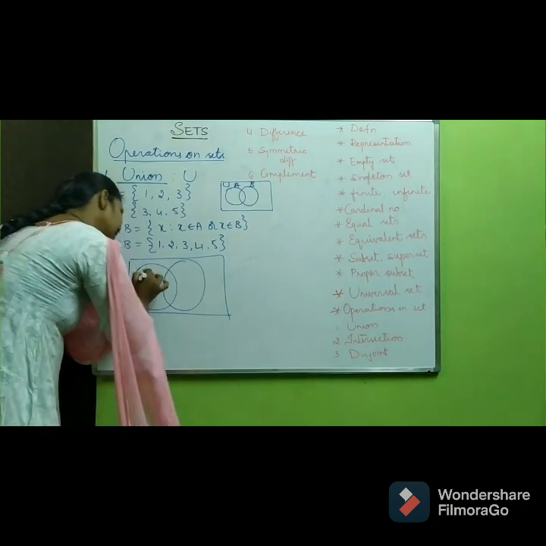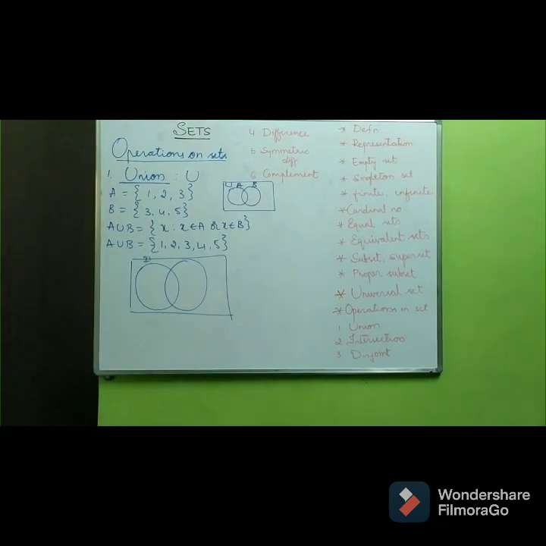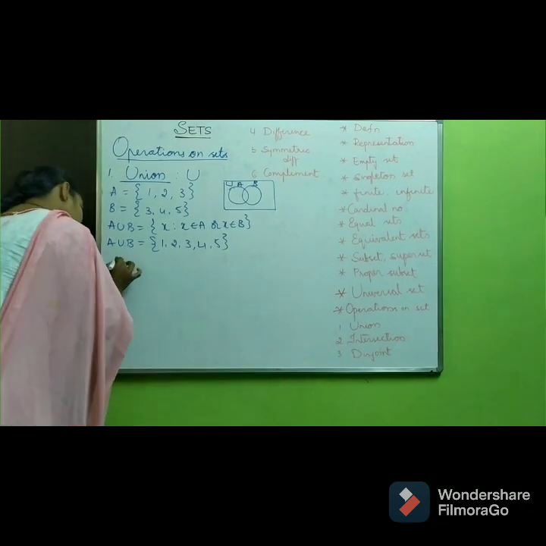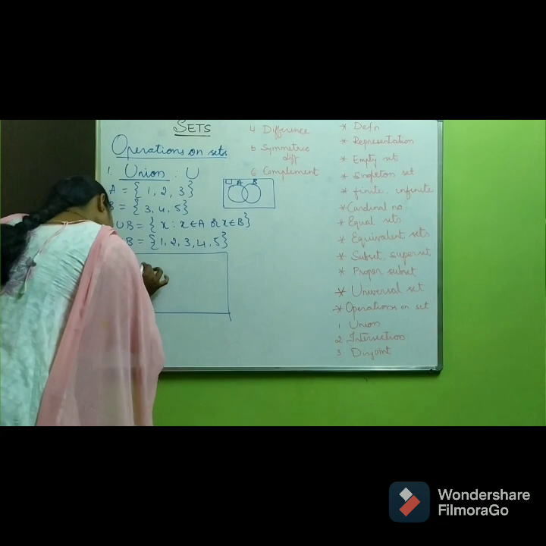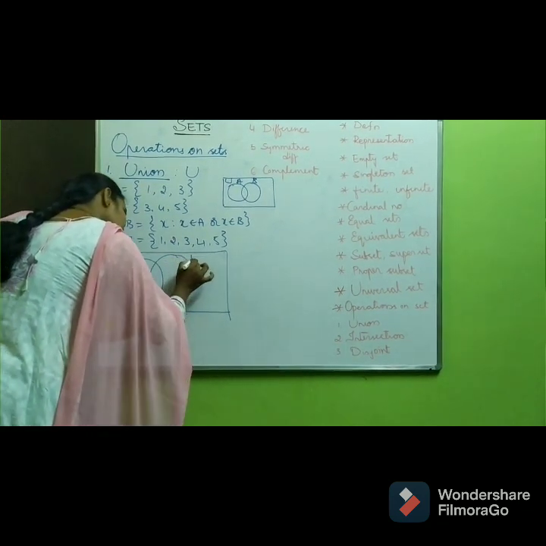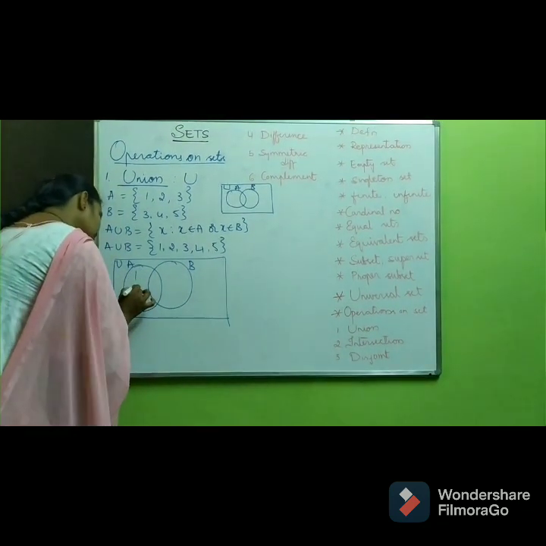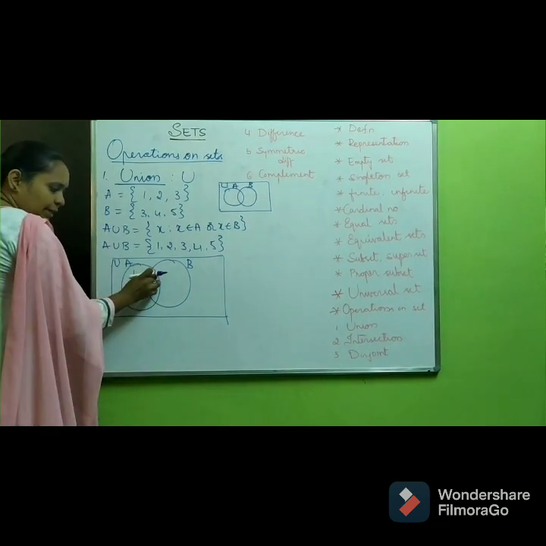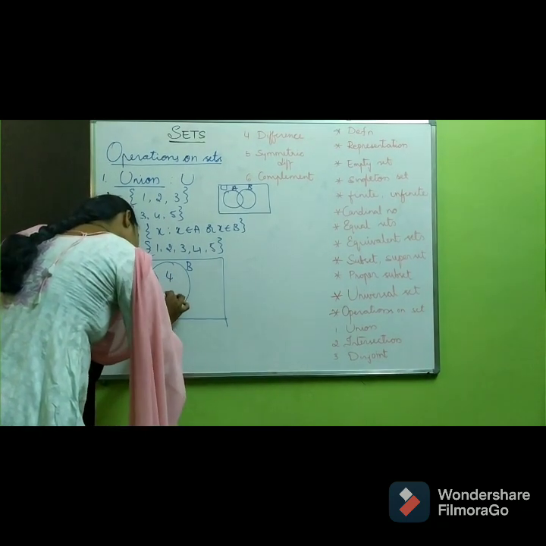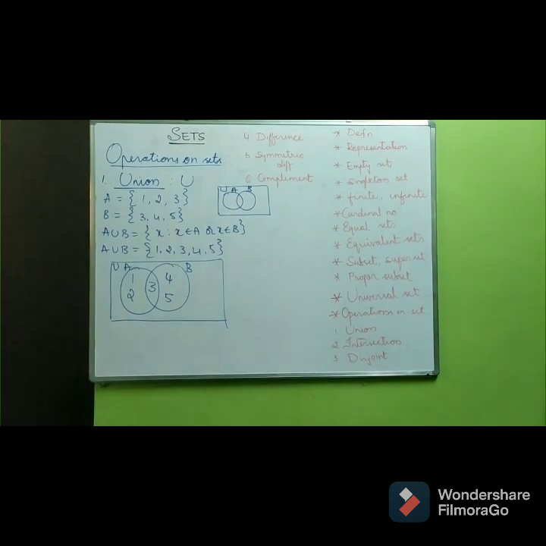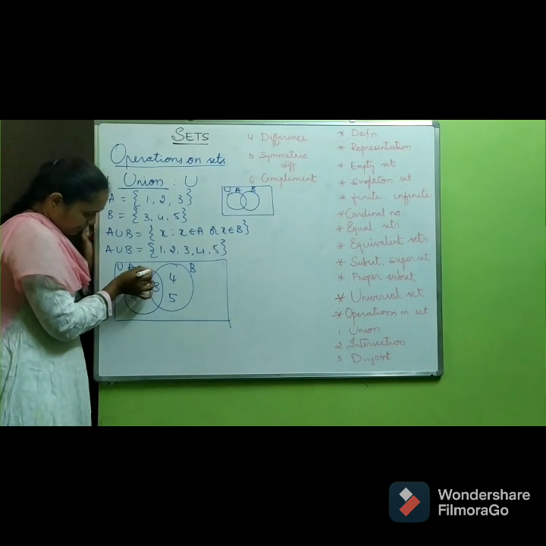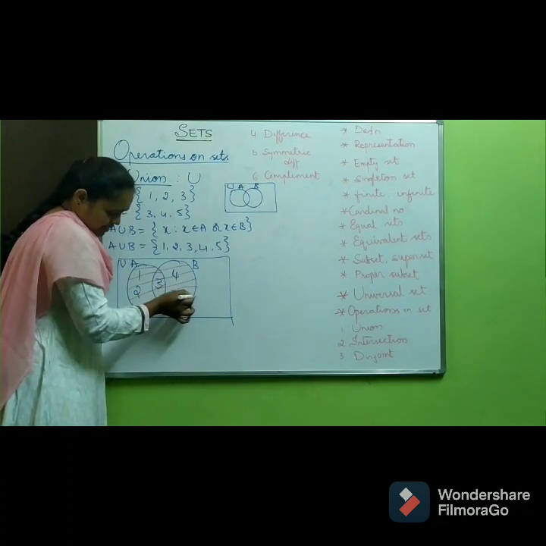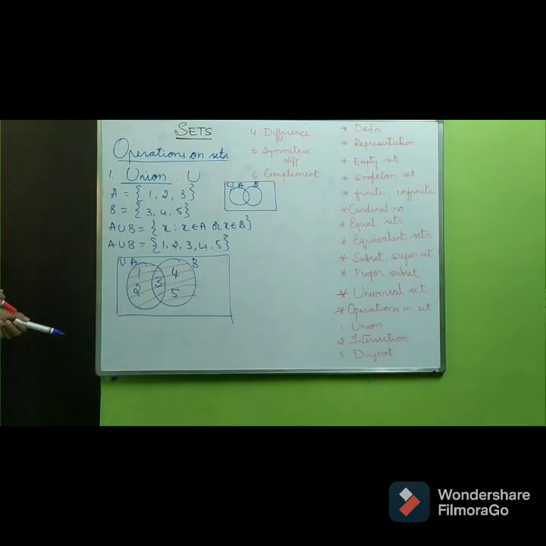Let this be set A and this be set B. This is inside only, you have to write. This is A, this is B, this is the union. In A what you have? 1, 2. See, this 3 is there in both, therefore that 3 must come in this part. This is the part which is common for A as well as B. Then 4, 5. The shaded region shows you the union of two sets.